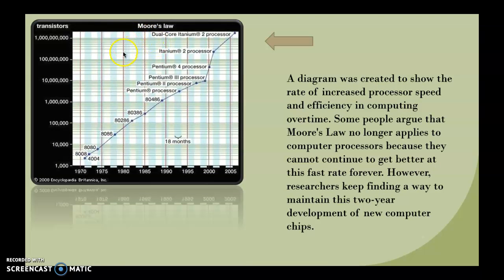So off to the left is a diagram of Moore's Law over time, and a diagram was created to show the rate of increased processor speed and efficiency in computing over time.